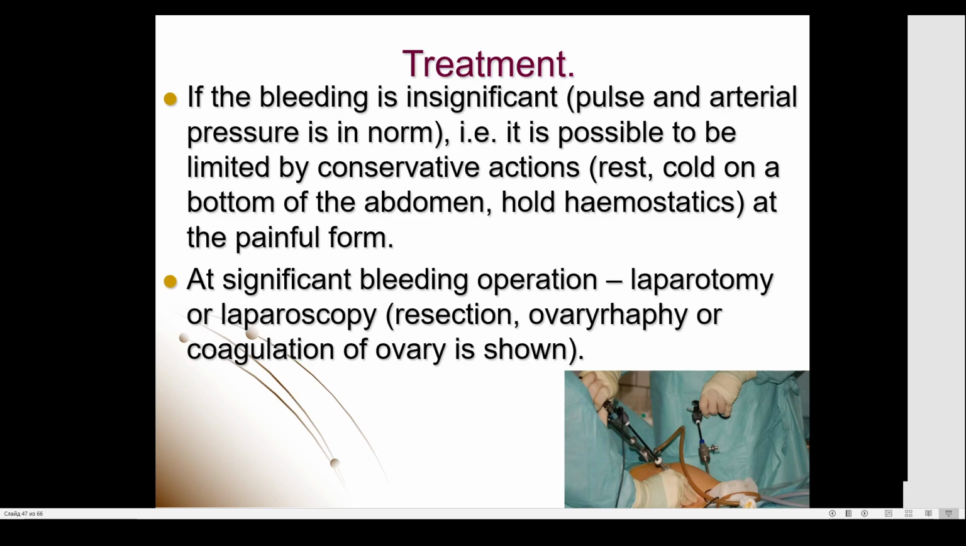At significant bleeding, the operation is laparotomy or laparoscopy. On the internal genital organs, we use resection of the ovary, or ovarian raphe where we put a suture on the ovary, or coagulation of the ovary is shown. It depends on how severe the hemorrhage is, the condition of the ovaries, the technical possibilities, the qualification of the doctor, and other factors.